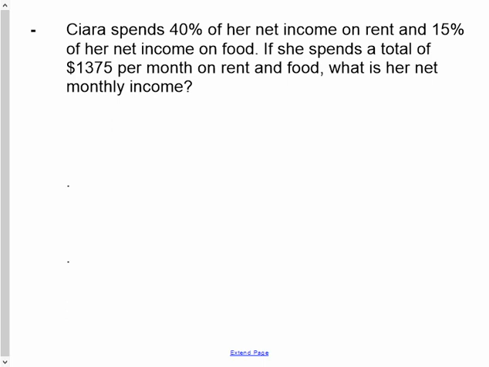Sierra spends 40% of her net income on rent and 15% of her net income on food. If she spends a total of $1,375 per month on rent and food, what is her net monthly income? Sierra's rich. She should not be in grade 9 anymore.